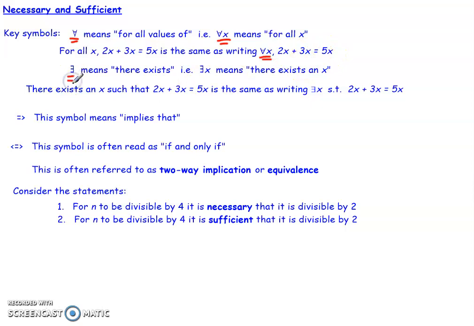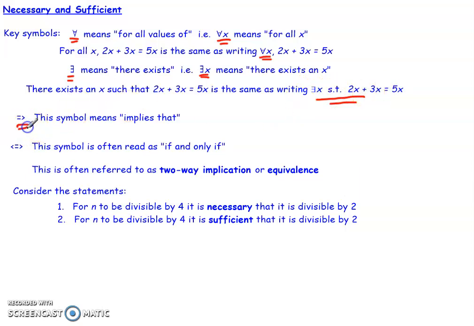This here, what you would look at and think is a backwards capital E, means there exists. So this here would mean there exists an x. So I could take the statement that says there exists an x such that 2x plus the x equals 5x. That would be the same as writing it like this. So there exists such that.